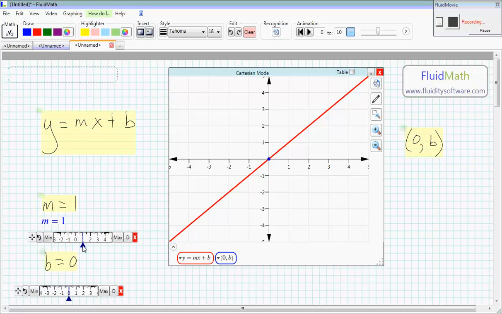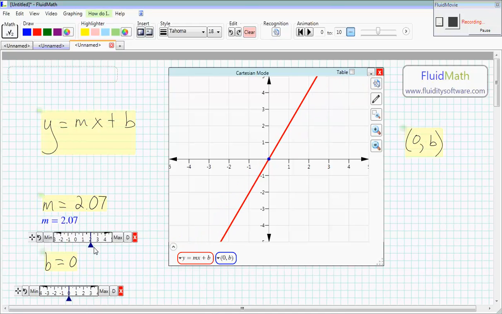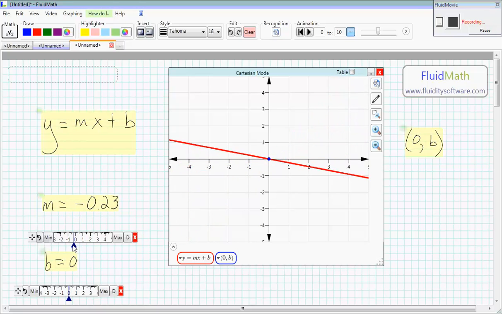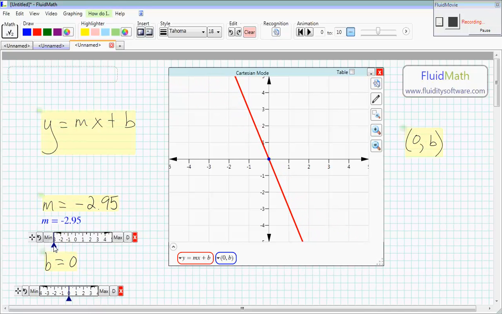If I create a slider for m and start increasing it, we can see what is happening with the slope. It's becoming more and more vertical. Now if I drag it towards 0, it becomes horizontal, and as I go into negative numbers, it also becomes more vertical, except to the right, positive x values, it's sloping, moving down instead of up.